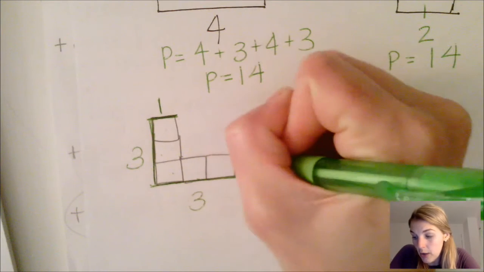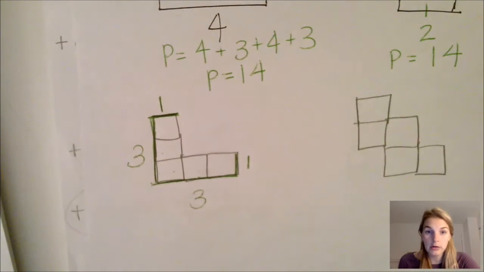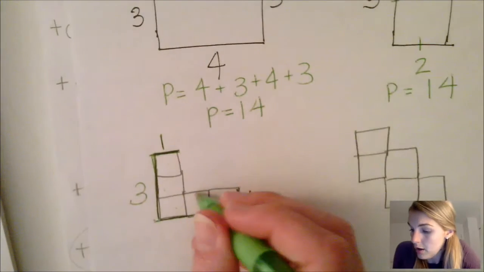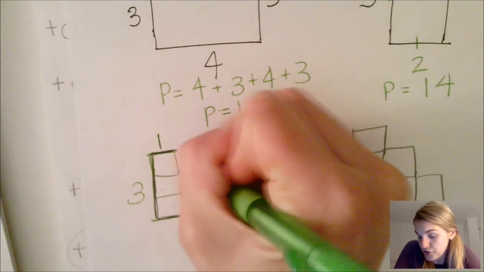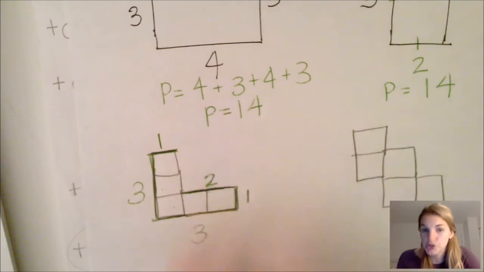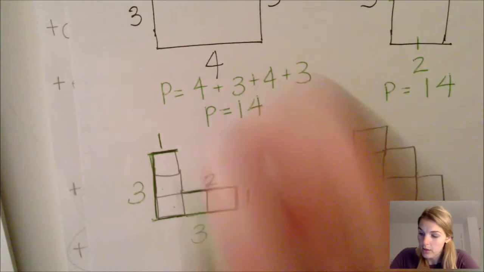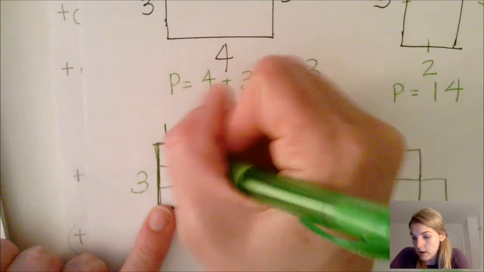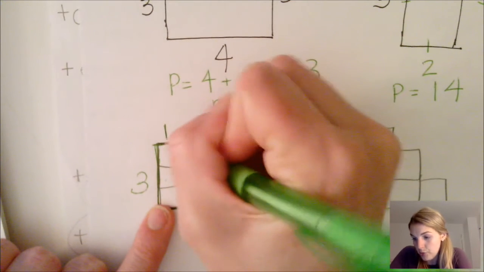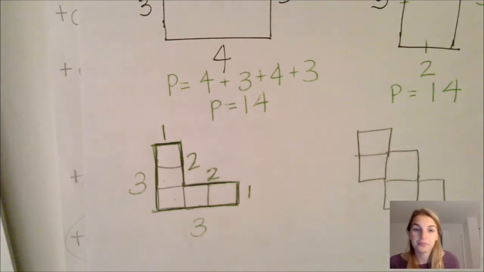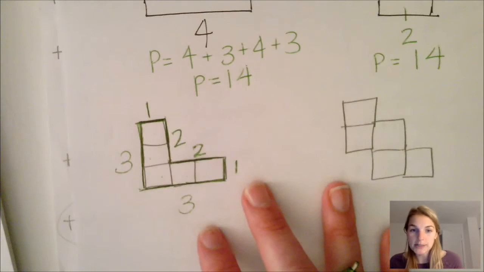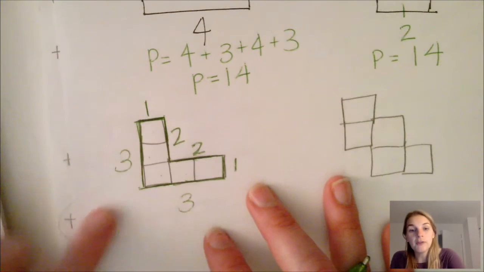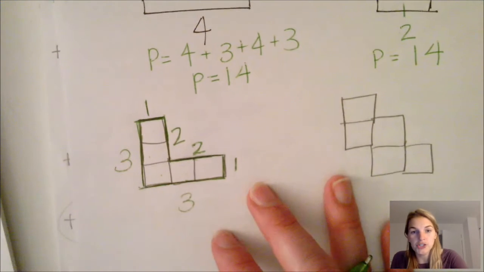So now I'm going to go up. I see that this is worth 1 right here. I'm going to go across here, and I see that this is worth 2 because 1, 2 spaces. And then let's check out this side right here. 1, 2. This one is also 2. So even though I wasn't given any numbers, I was able to use the boxes provided for me to help me figure out the perimeter around the shape.